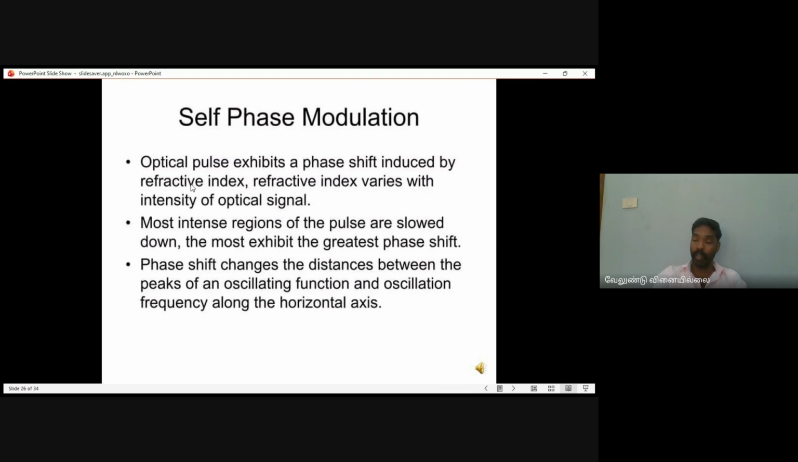Please note it down. All of you take a pen and paper. Now you can write it down. Self-phase modulation, these two points. What are the two points? Refractive index and intensity of the optical signal.